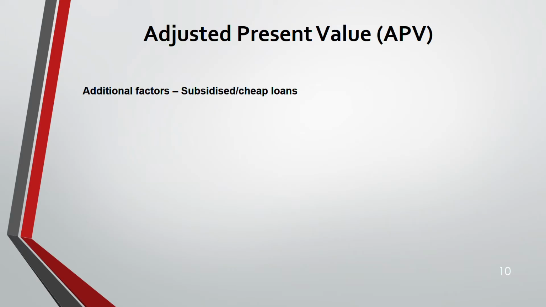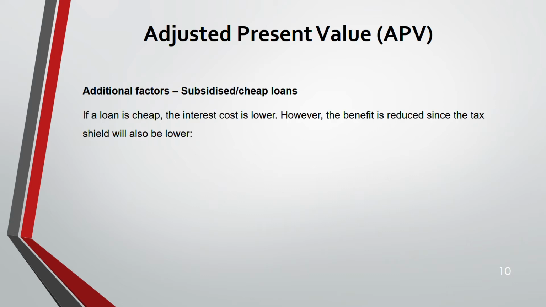So these are the additional factors. We have subsidized, which is known as cheap loans. Loans which are at a lower interest rate than the market rate, because sometimes we might finance using a subsidized loan. Okay, how do you account for it?